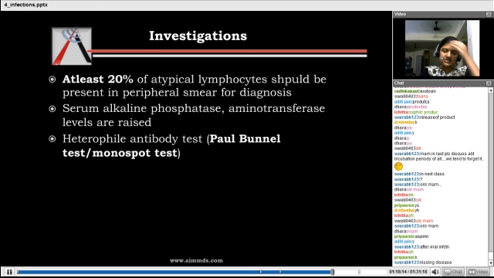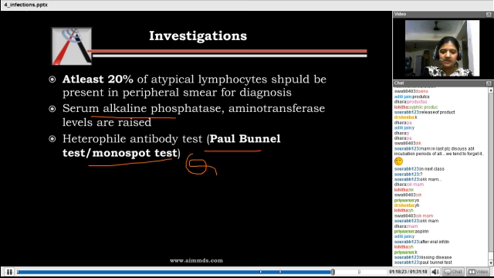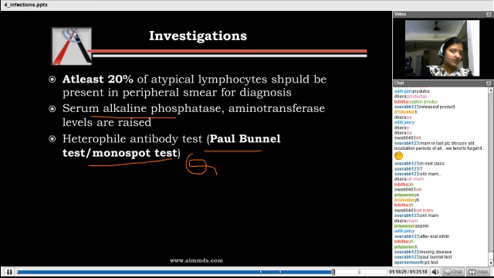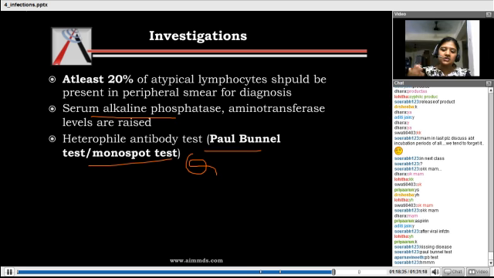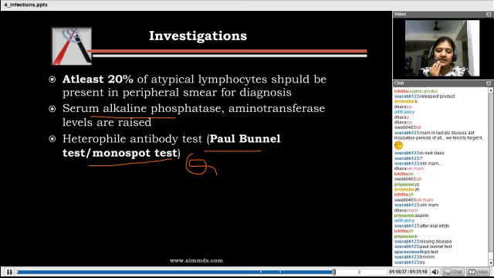What are the investigations for infectious mononucleosis? Serum alkaline phosphatase levels will be high, and the Paul-Bunnell test, also called your monospot test, very important. Any of you can give me the values in the Paul-Bunnell test? What ratio has gone high? What is the value we read? Normally it should be how much, and what is the count that is high? Don't know?